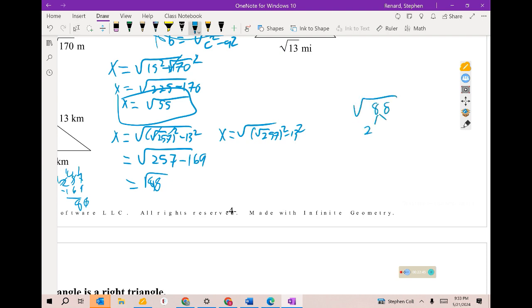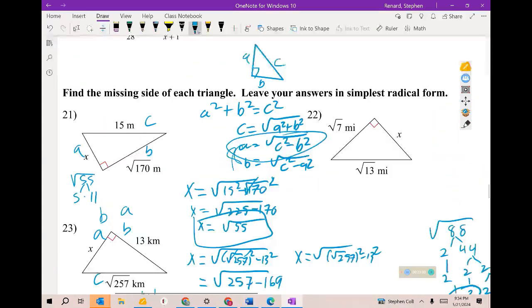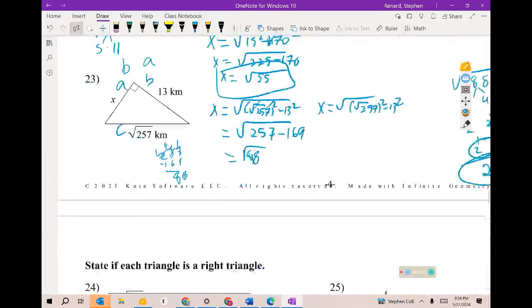That's going to be 2 times 44, which is 2 times 22, which is 2 times 11. Notice we have a pair of 2's here, so we can rewrite that as 2 radical 22. And that's going to be our answer. Remember, it says leave your answers in simplest radical form.